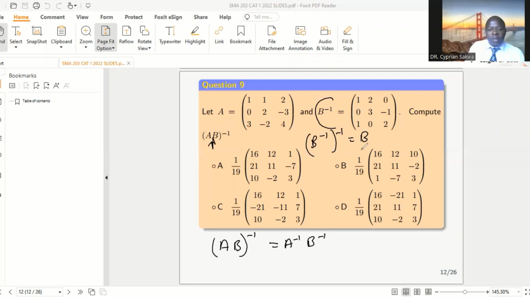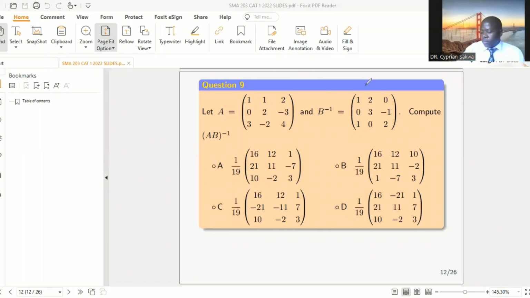That's what I do. So after getting this B, I'll multiply it by A. The product of AB, I get the inverse of that. That's what the question asks. So those are the steps I'll be using. Let me just note down the matrix and then use it. The matrix B inverse is 1, 2, 0, 0, 3, negative 1, 1, 0, 2, to get B.